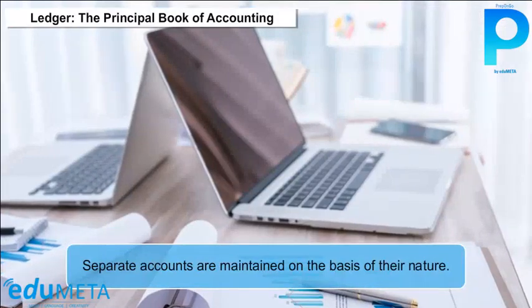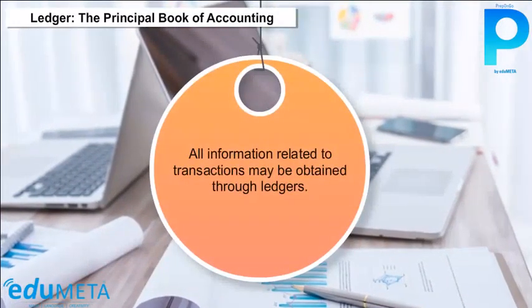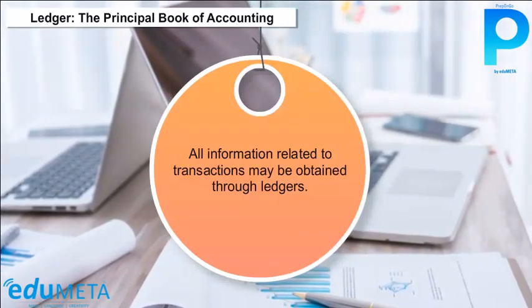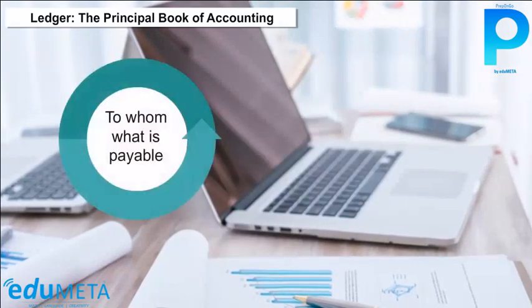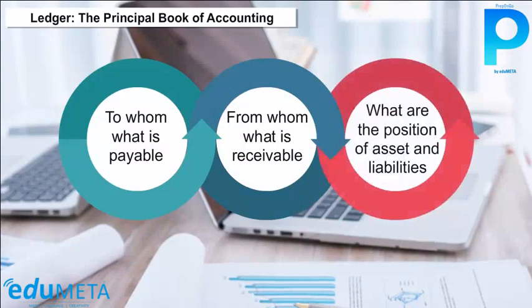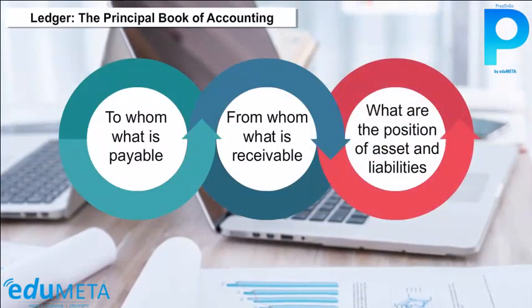Separate accounts are maintained on the basis of their nature. So all the information related to the transactions may be obtained through ledgers, such as to whom what is payable, from whom what is receivable, and what is the position of assets and liabilities of the business.